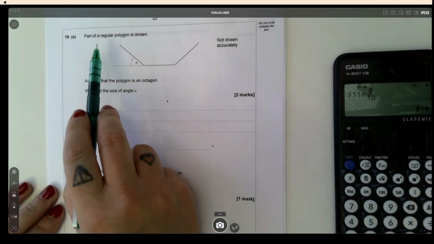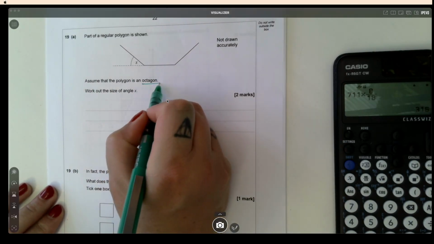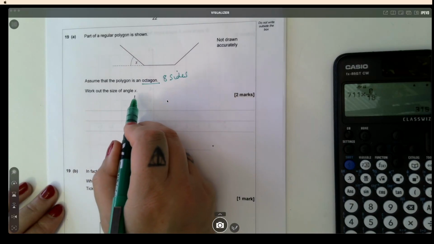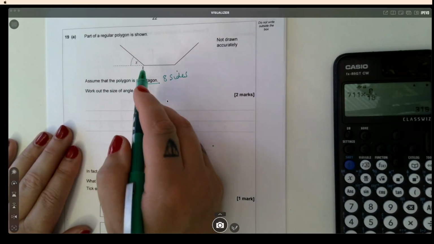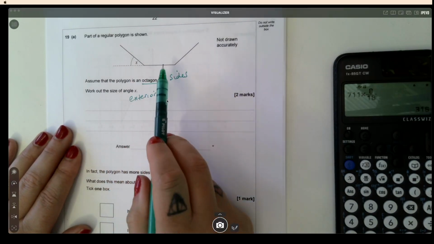19a. Part of a regular polygon is shown. Assume that the polygon is an octagon. So I know an octagon is 8 sides. Work out the size of angle x. So angle x is an exterior angle of this octagon.